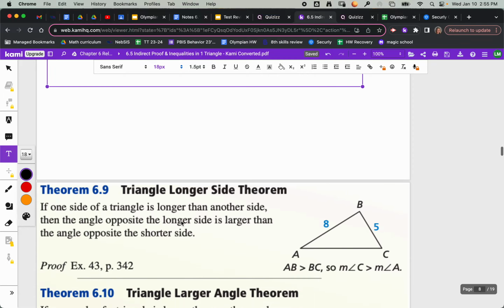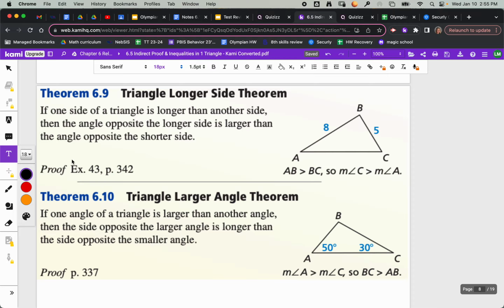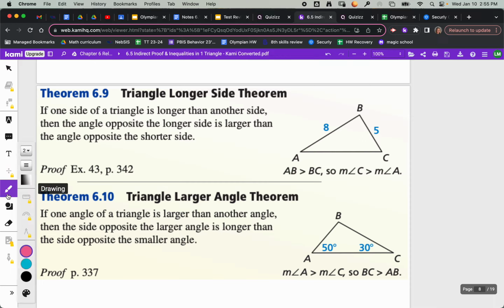Next up, we have the triangle longer side theorem. This is where we're going to talk about some inequalities. If one side of a triangle is longer than another side, then the angle opposite the longer side is larger than the angle opposite the shorter side. So for example, over here we see AB is longer than BC, so that means the measure of angle C should be bigger than the measure of angle A because 8 is across from C and 5 is across from A. And since 5 is less than 8, A has to be less than C.